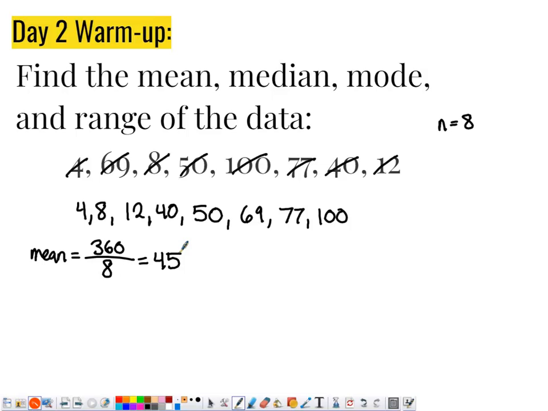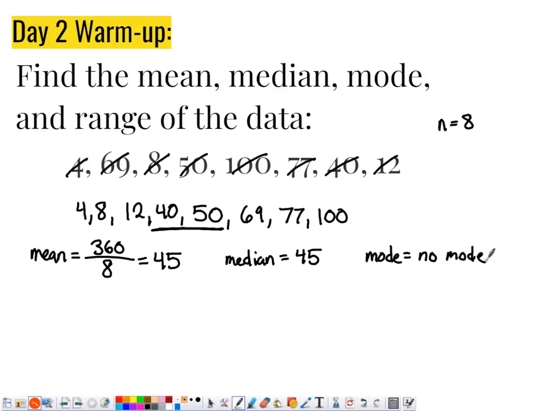Okay. The median, that is just your middle number, right? Well, we have an even number, right? So it's actually going to be the average or the mean of those two numbers, right? So we can add those up and then divide by 2. Another way to think of this is what number is exactly between 40 and 50? 45, right? So then we need to find out what is the mode. There are no repeats, right? So there's no mode.